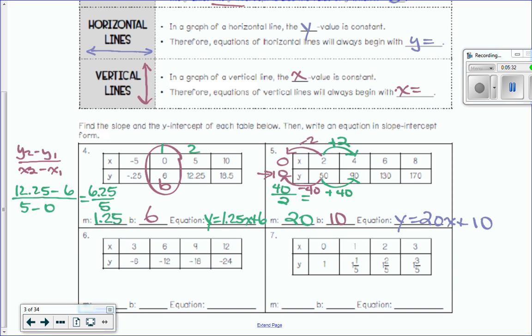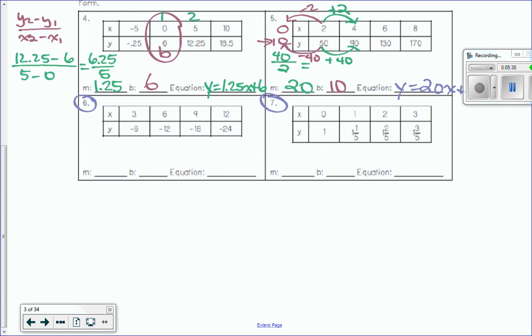We're good? All right, so with your table, I want you to try number 6 and number 7. Write the equation in slope-intercept form from both tables. Double check. All right, number 7, what is your y-intercept?